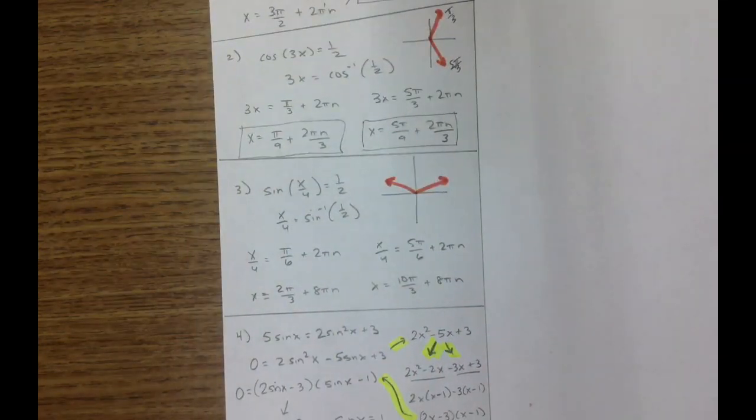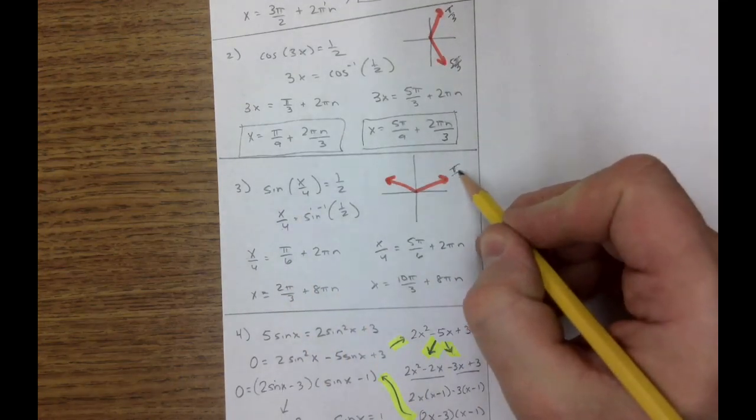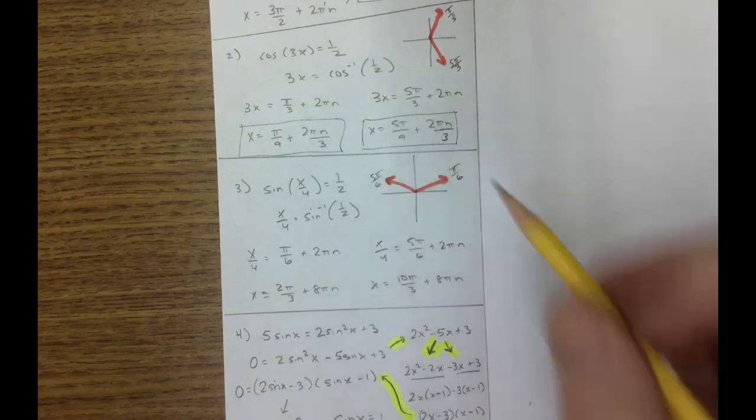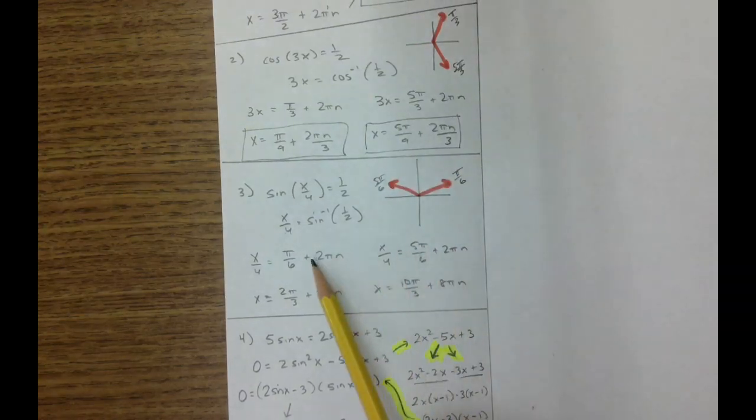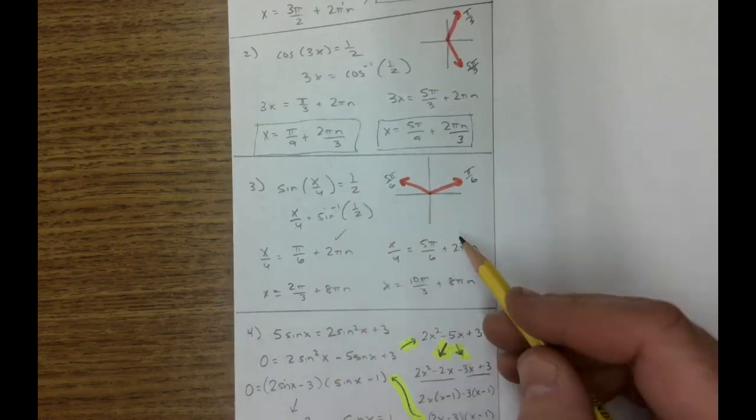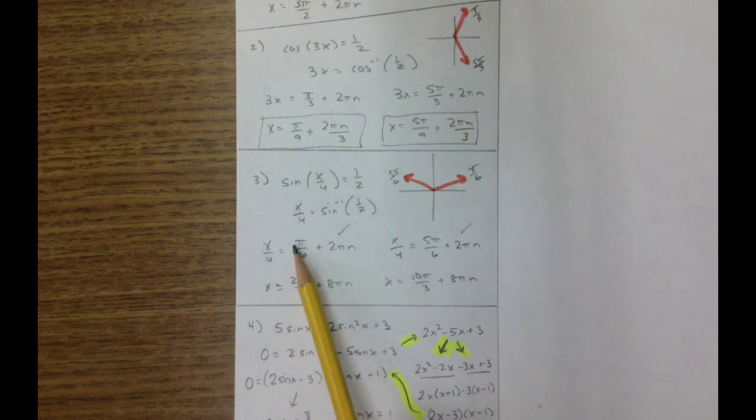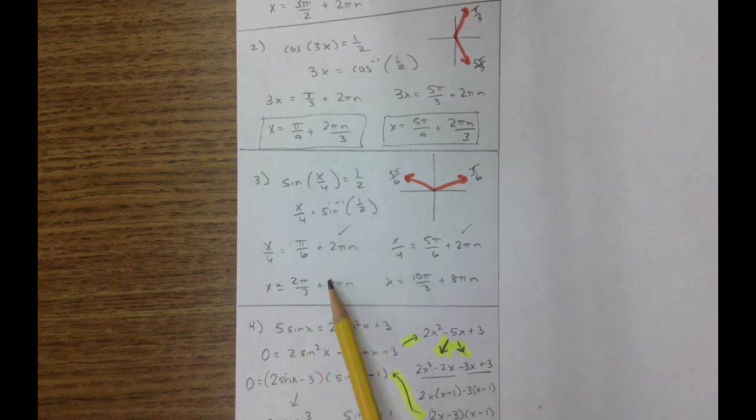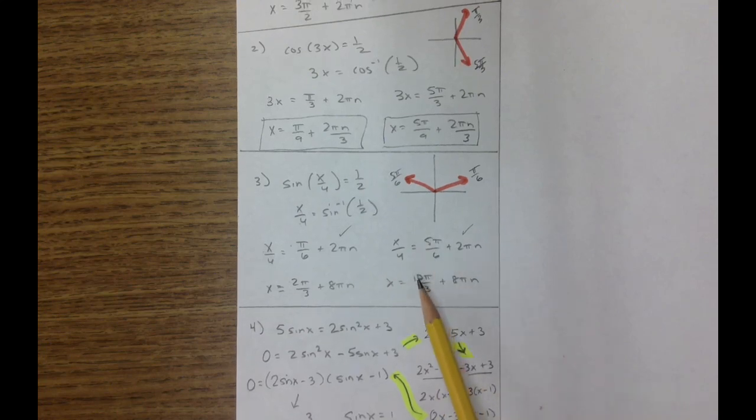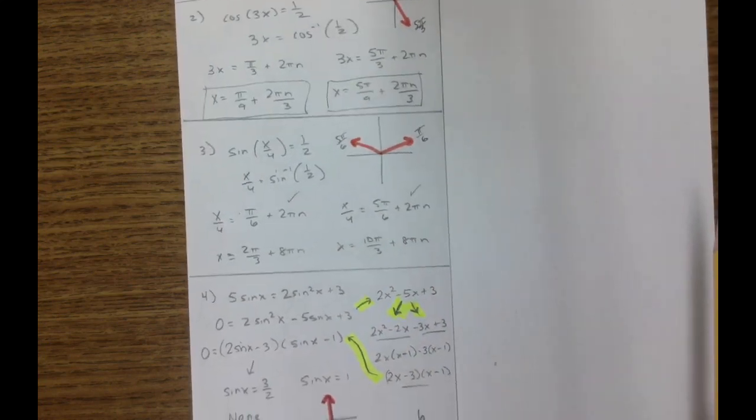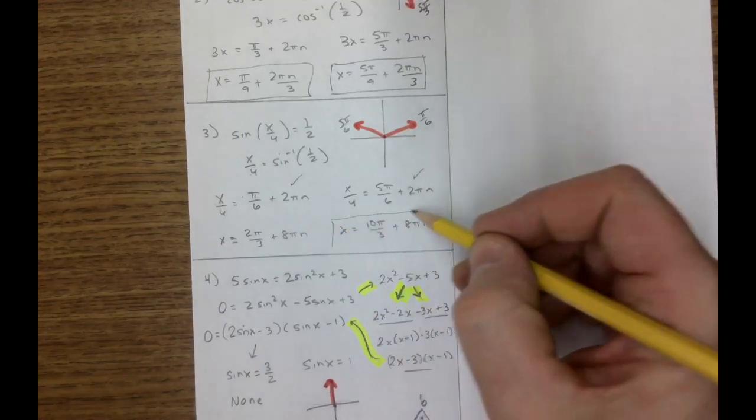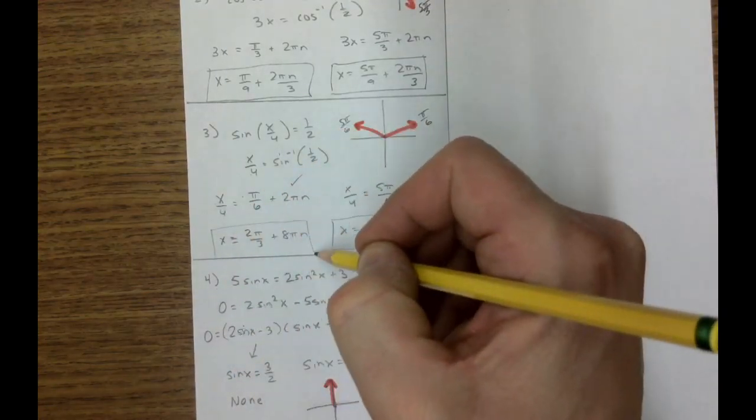On number 3, if you look at the math here, I've solved for x over 4. So my angles are pi over 6 and 5 pi over 6. And I add on my 2 pi n always, and then ask yourself, can I simplify it? In this case, no. So now watch what I do. I times by 4. 4 times pi over 6 reduces down to 2 pi over 3. And 4 times 5 pi over 6 is 20 pi over 6, which reduces to 10 pi over 3, and plus 8 pi n. Should have circled these.